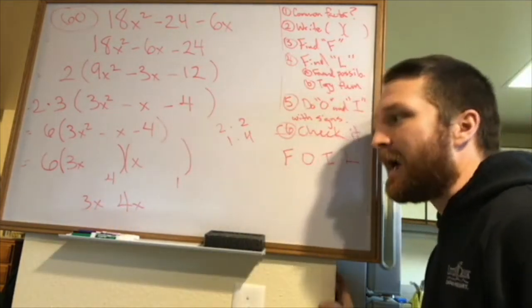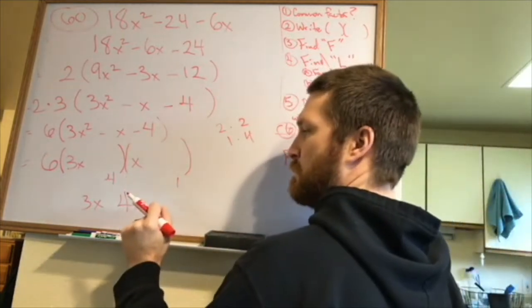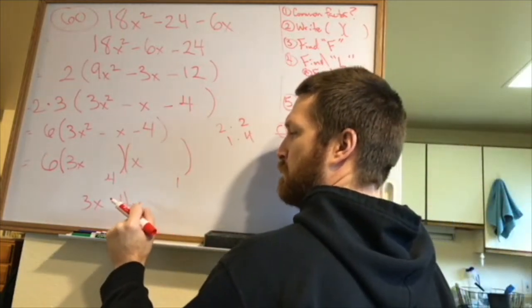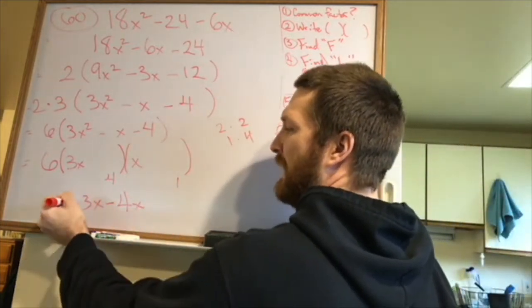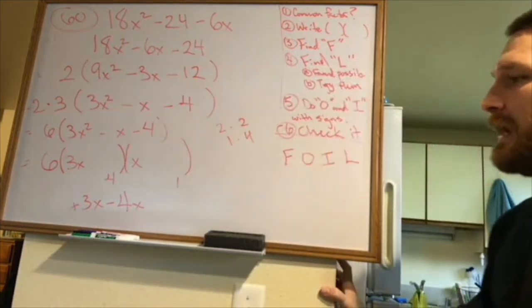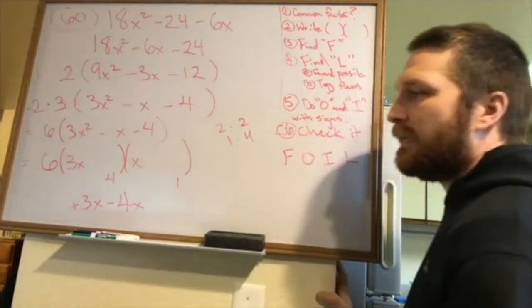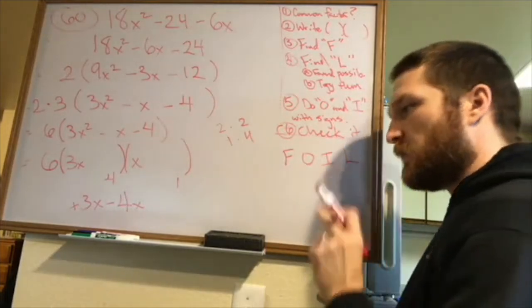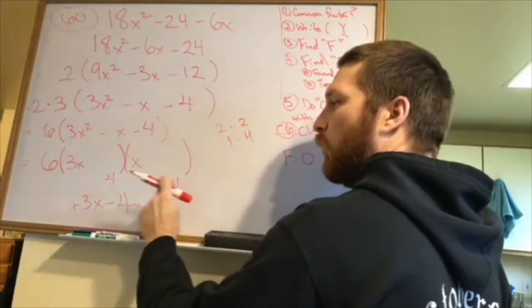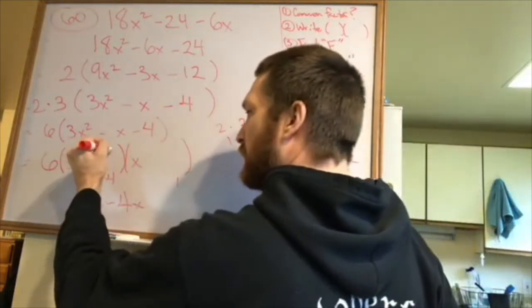Is there a way of getting those to give me a -1x? Yes. How? Subtract 4x from 3x. There we go. So we need a plus 3x minus 4x, and it should give me a -1x. And so I believe that 4 and 1 will work. I'm going to go ahead and write them in here.